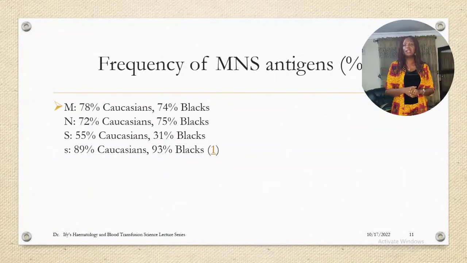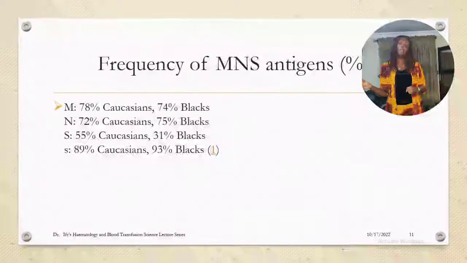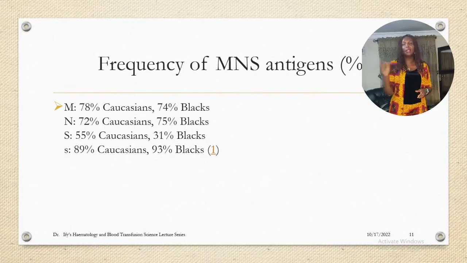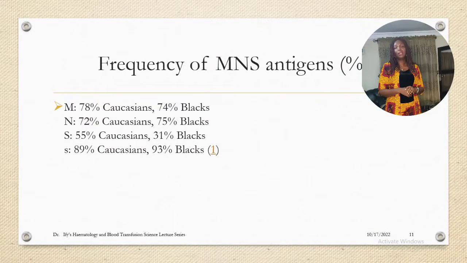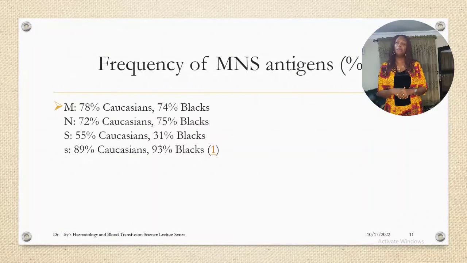Frequency of MNS antigens. The M antigen can be found in 78% of Caucasians and 74% of blacks. The N antigen can be found in 72% of Caucasians and 75% of blacks. The big S antigen is approximately 55% in Caucasians and 31% in blacks, and the little s antigen is about 89% in Caucasians and 93% in blacks.